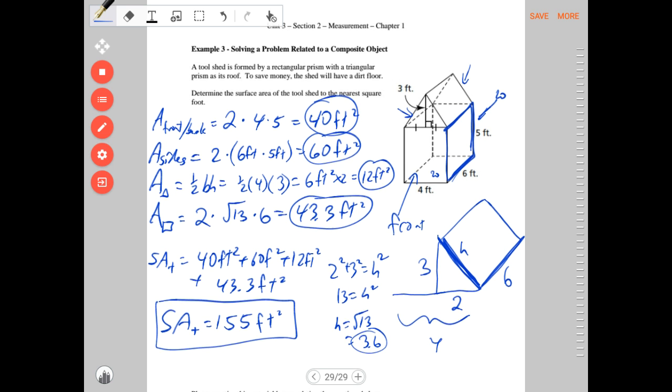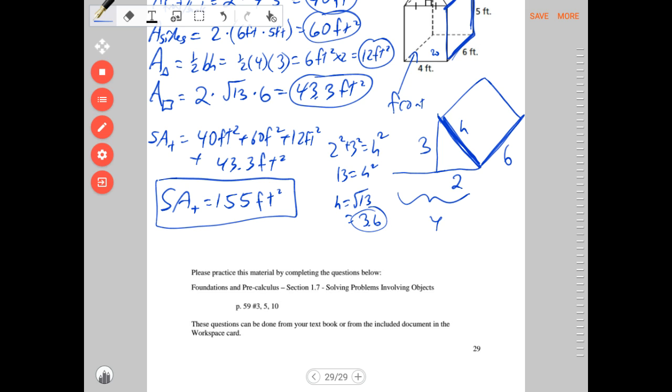Not a problem. Okay, so I need you to practice this section. It's 1.7 in your textbook, starting on page 59. There's just 3 questions, not a big deal. Okay, make sure you show your teacher when you're done.